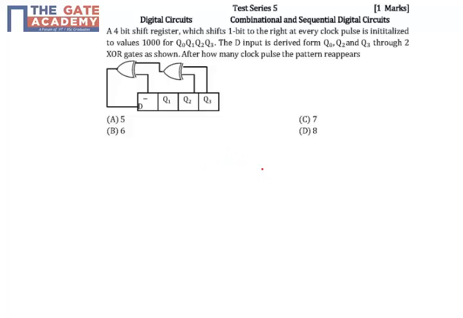So here there are 4 states: Q0, Q1, Q2, Q3, and before that D is there. So what is D? The expression for D is Q2 exclusive OR Q3, the whole combination exclusive OR with Q0. So this is the truth table.